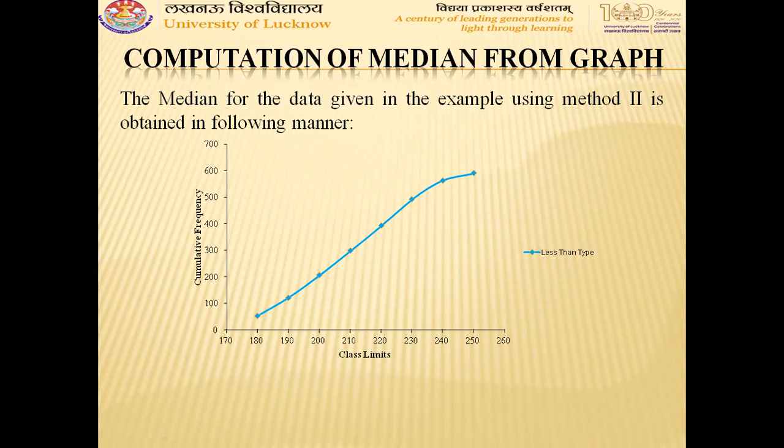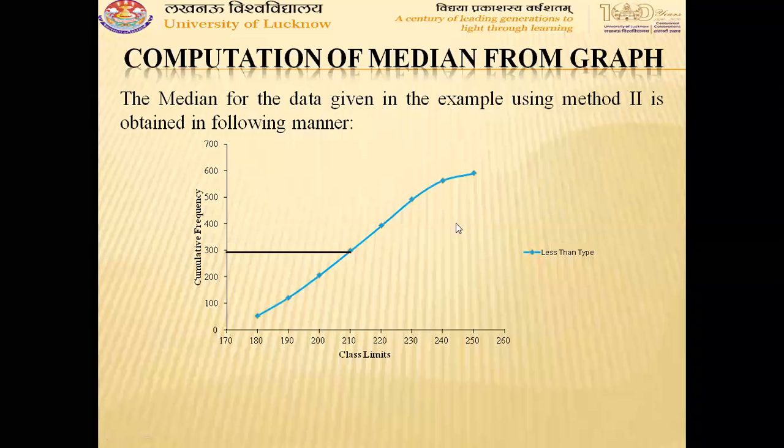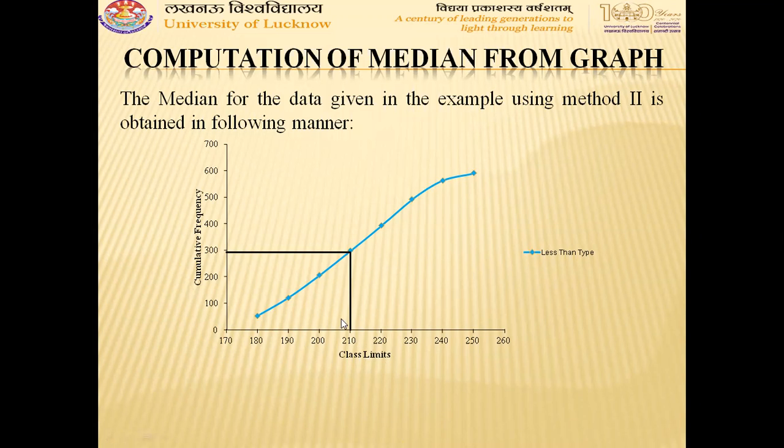From this point we draw a perpendicular, that is a line making an angle of 90 degrees to the axis of cumulative frequency, towards the cumulative frequency curve, that is this line. On this point, this line is intersecting the cumulative frequency curve, and from this point we draw a perpendicular to the axis of class interval, or you can see here it is class limits. Again it is intersecting at the same point, that is 210. So we can say that the median is 210.